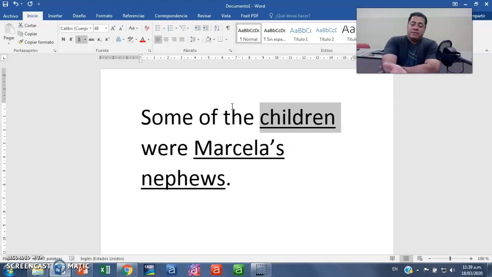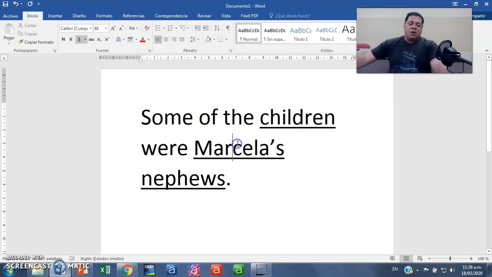So, even though the complete subject of the sentence is some of the children, the word children per se is the object of the preposition of. Now, Marcela's is the genitive. Yes, we already discussed this, so we will simply say genitive. And here we have nephews. Nephews is the predicate nominative.